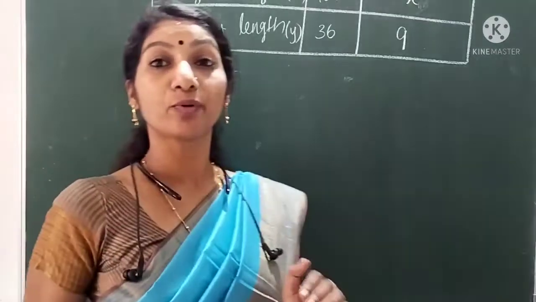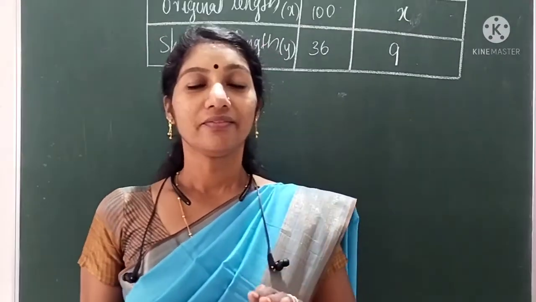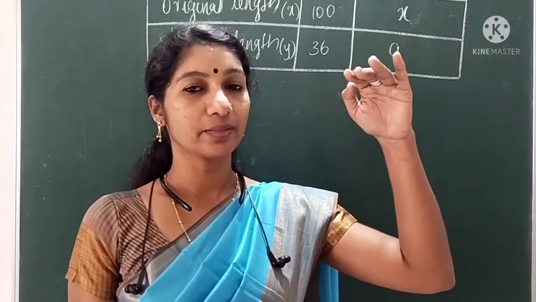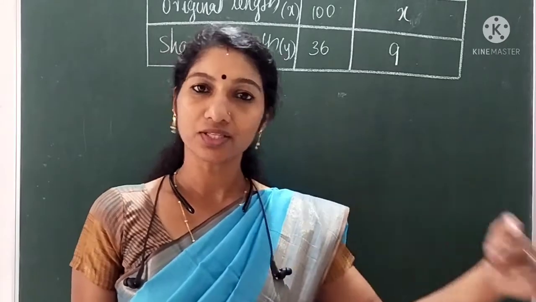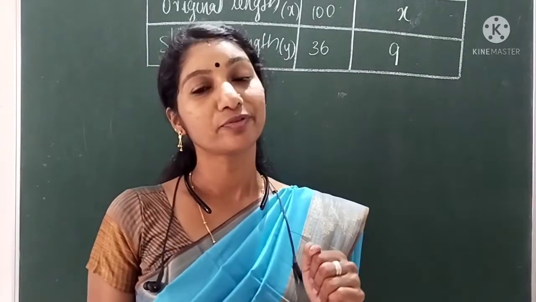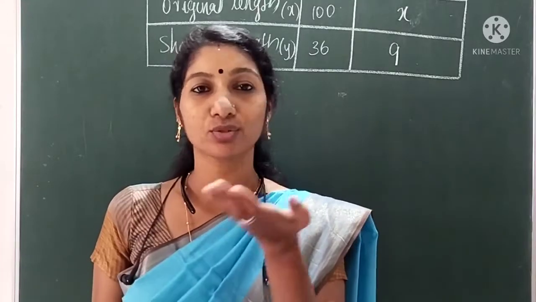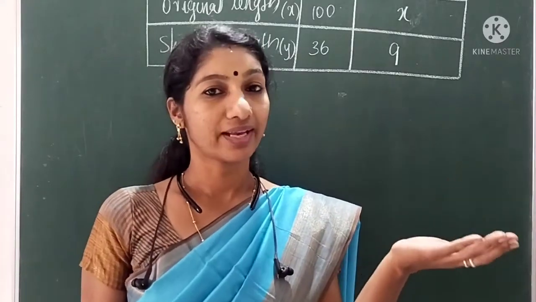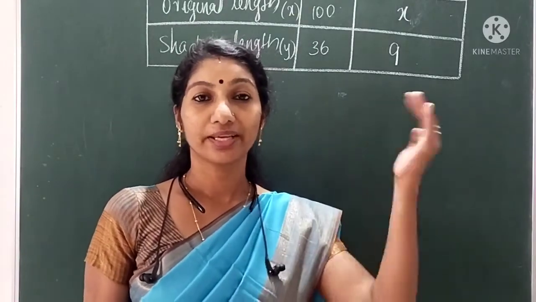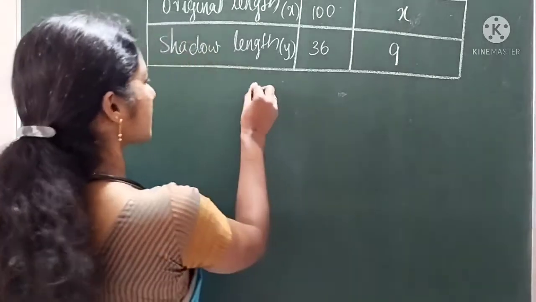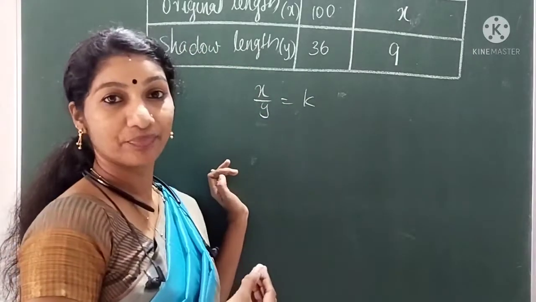So what type of proportion is it, direct or inverse proportion? See, when the height of an object is increasing, the shadow also will be more, isn't it? Less height means the shadow will be less. So it's direct proportion. When X increases, Y also increases. If it is direct proportion, what will we equate? The ratio we will equate. That means X by Y is a constant. X by Y is equal to K because it is direct proportion.